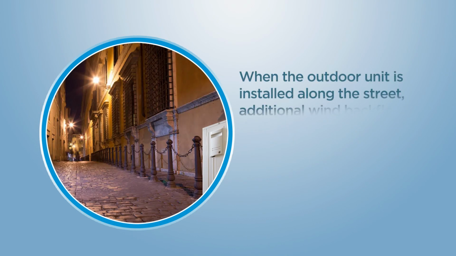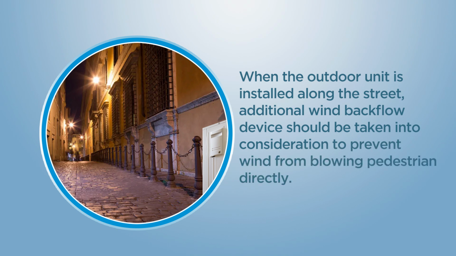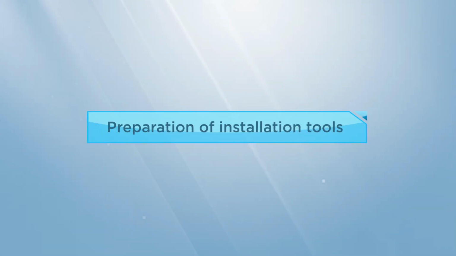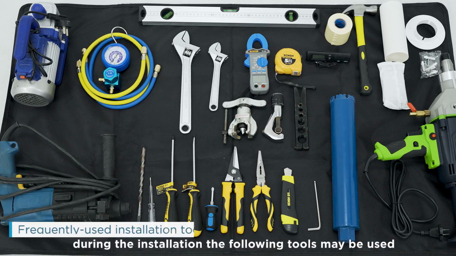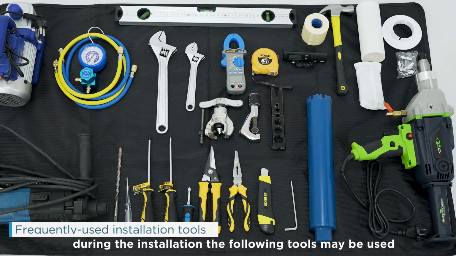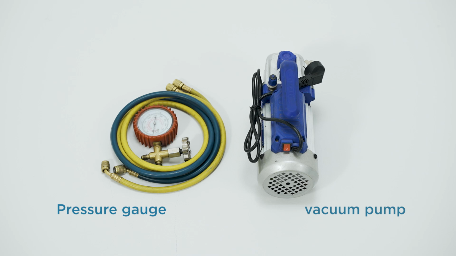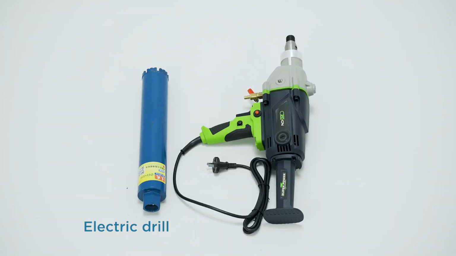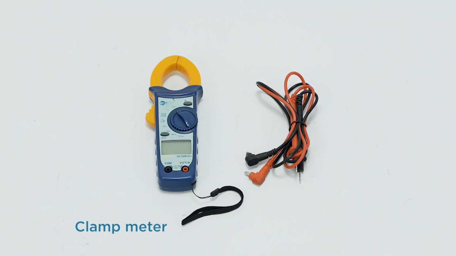When the outdoor unit is installed along the street, an additional wind backflow device should be taken into consideration to prevent wind from blowing pedestrians directly. Preparation of installation tools. During the installation, the following tools may be used. Pressure gauge, vacuum pump, electric drill, clamp meter.